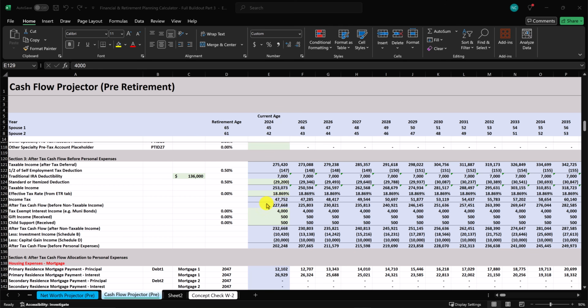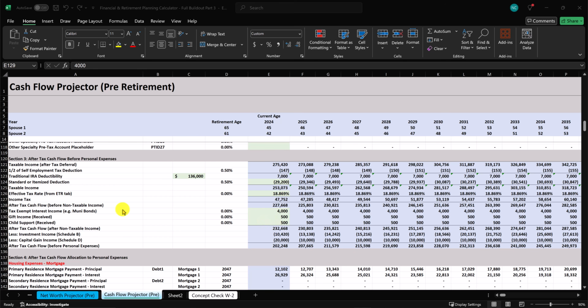In other words, things that represent cash received but don't have a tax effect. In this case, we're going to have tax-exempt interest income. We're going to have gift income received. If you received the gift of income from somebody else, that is not a taxable item. And the third one is child support received. If you receive that, that is not a taxable item either.